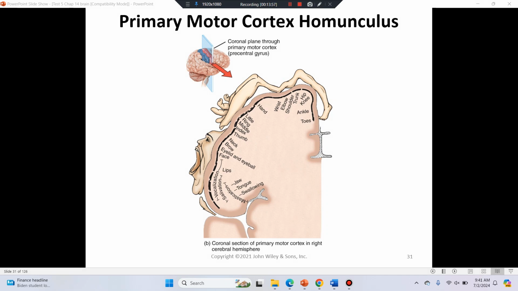Last thing. So what happens if the primary motor cortex is damaged? You lose voluntary control. You still have the lower motor neurons. You could still have reflexes, which are at the level of the what? Spinal cord. So if this is broken, we still have the spinal cord.